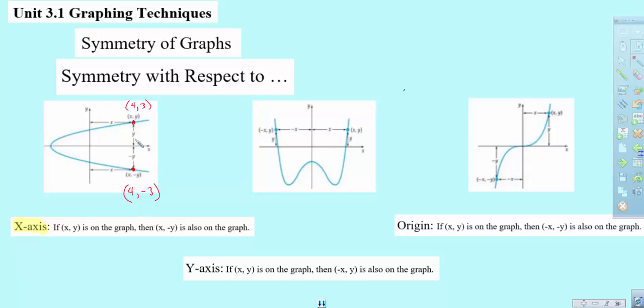meaning that the x values don't change, but the y's do. So when you have a reflection over the x-axis, the y's are what change value. The outcome changes its value.